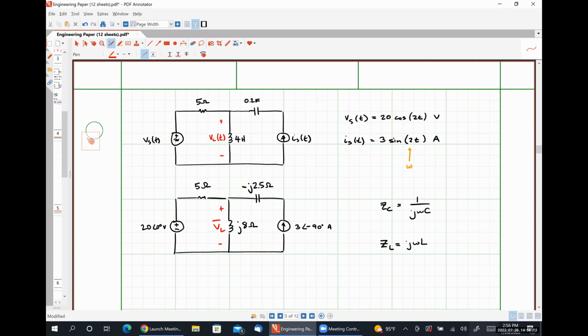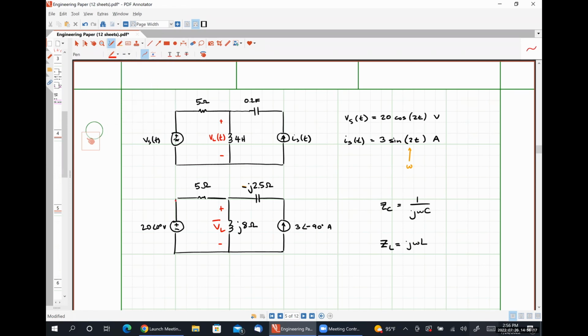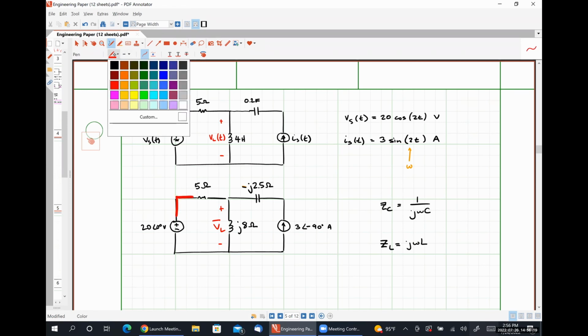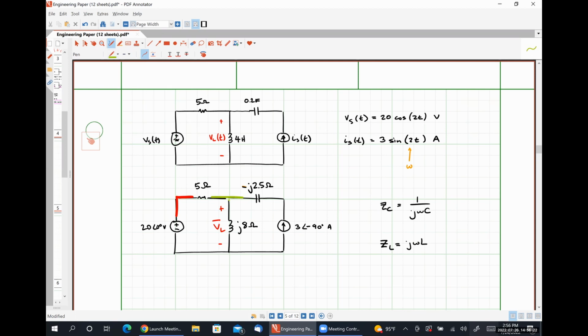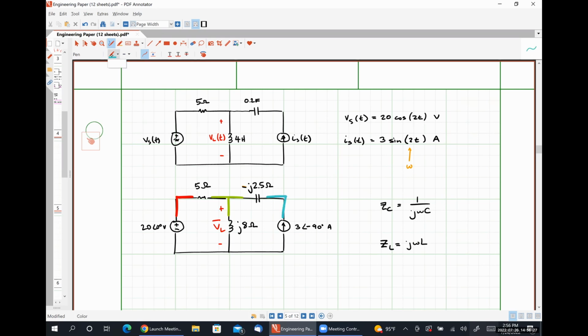Justin, which, let me identify my nodes here. So there's 1, there's 2, there's 3, here's 4. Which of these 4 nodes do you want to be our reference? The bottom. Okay, that's a very reasonable choice. It's absolutely what I would have chosen.